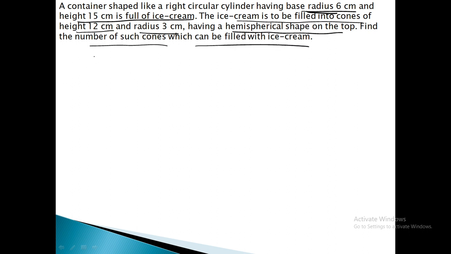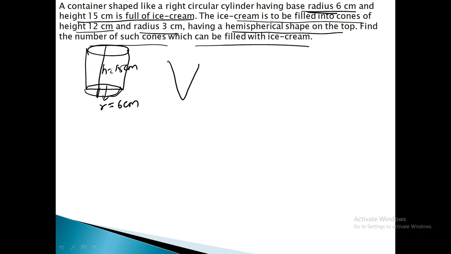You can see here you have given one container that is in the form of cylindrical form like this, and whose height is given h is equal to 15 centimeter and the radius, that is r, is given 6 centimeter. Now you have to take out ice cream from this cylinder and fill out cones, and cones are this shape.